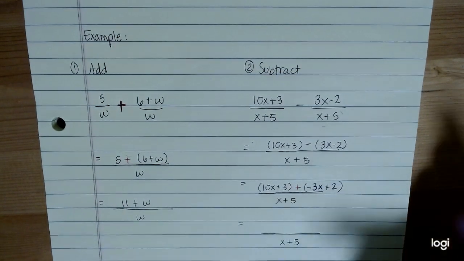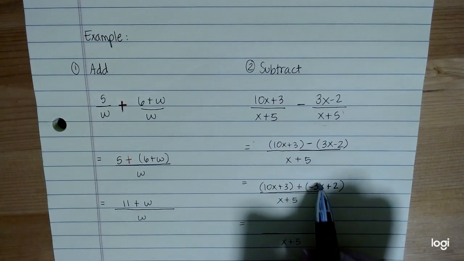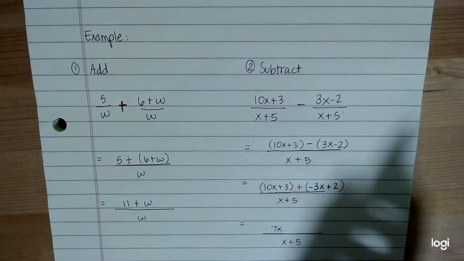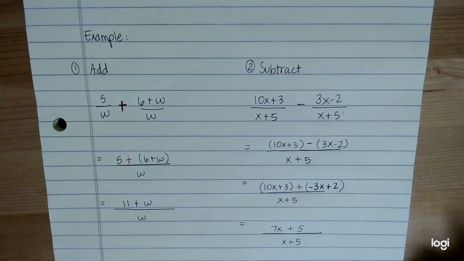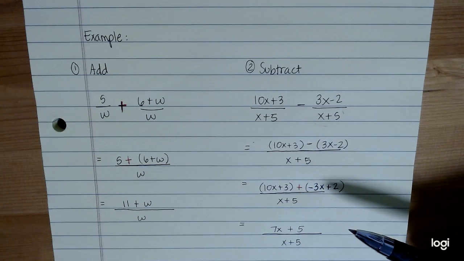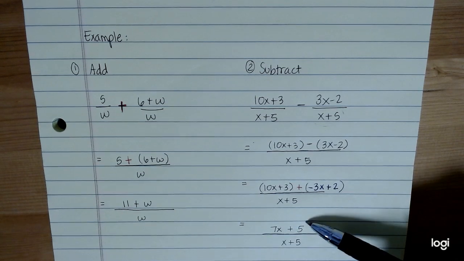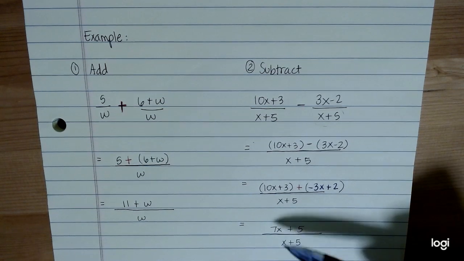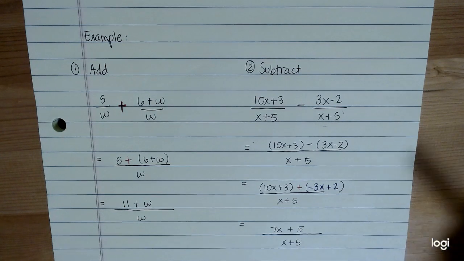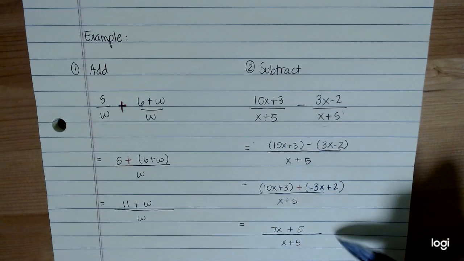With division and subtraction, we usually like to change them to their opposites. So 10x plus a negative 3x is a positive 7x. And then 3 plus positive 2 is 5. Again, it almost appears as if we have a common factor of x plus 5, but that 7 is not being multiplied by the quantity x plus 5. It's simply being multiplied by the x. So this is a 7x plus 5, and this is an x plus 5 in the denominator. Nothing cancels. This is the simplified form of our difference.